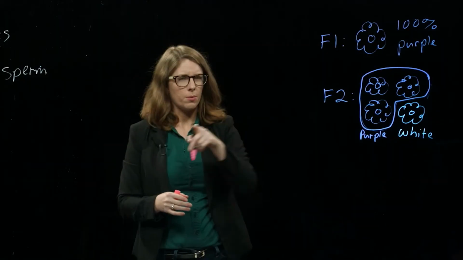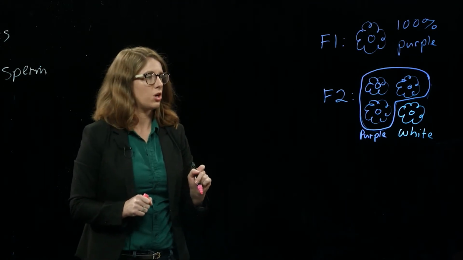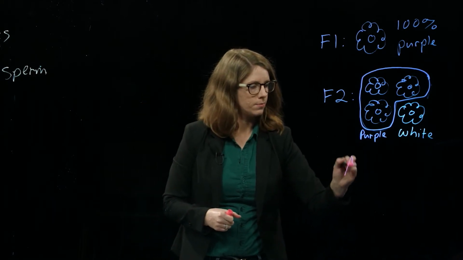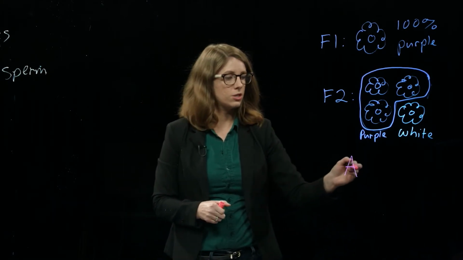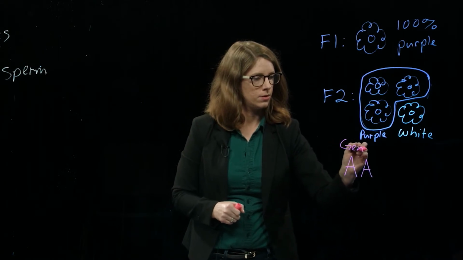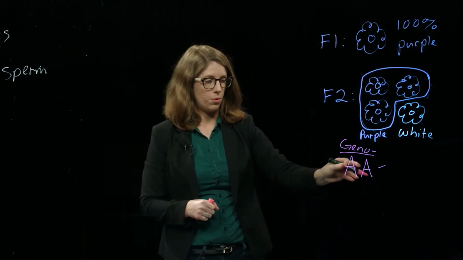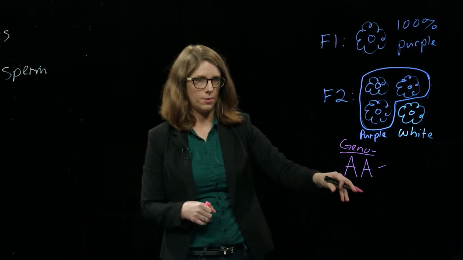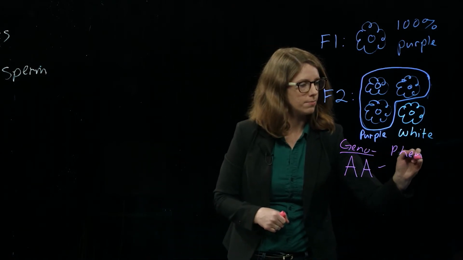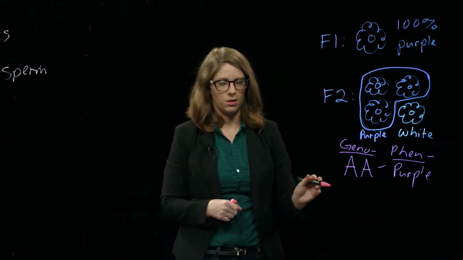I'm getting ahead of myself. Remember I was talking about alleles, how there are different flavors. So what letter should we use? Let's use just A. The letters are arbitrary, by the way. That dominant allele is for purple. So this is the genotype. Homozygous dominant means you have two of the same alleles. The phenotype is purple, because purple is the dominant allele.